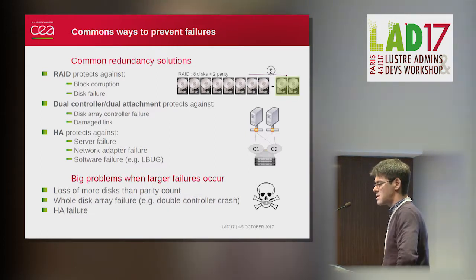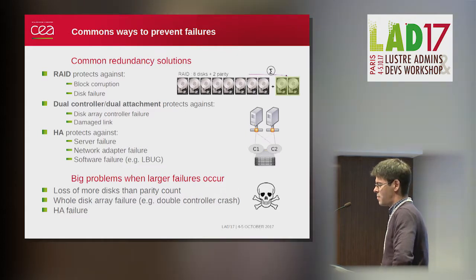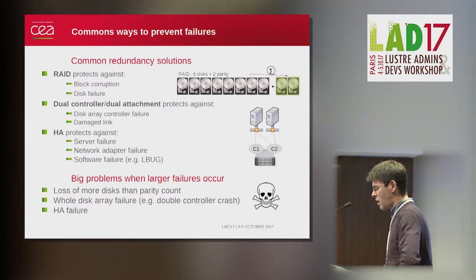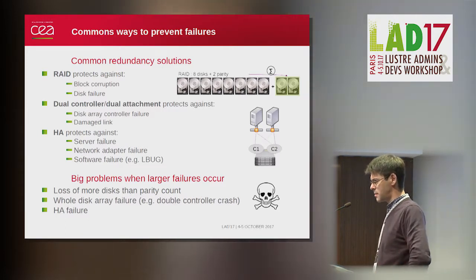But beyond this, when larger failures occur, then you go into big trouble. If you lose more disks than the parity, it's a very bad situation. Or if you lose a whole disk array due to a double controller crash, or even if the HA fails to fail over the resources, this can also generate downtime on the file system.